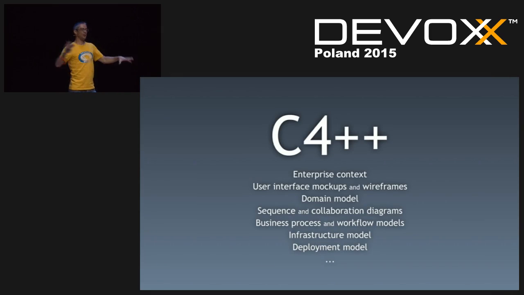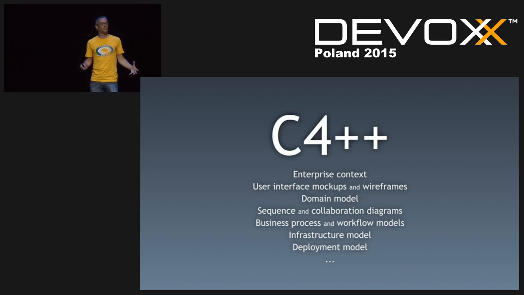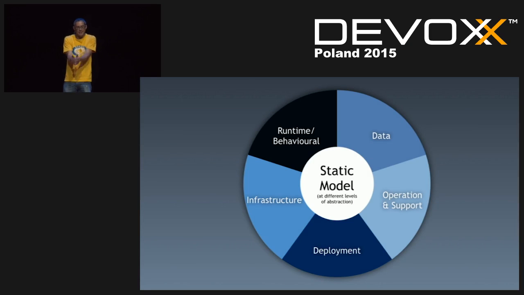I'm not saying you should only draw these types of pictures, because there are lots of other ways that you might want to think about your software system. Wireframes and mock-ups and domain models and runtime and collaboration diagrams and deployment diagrams. There's a whole bunch of stuff you could use here. But what I'm trying to focus on is just the static structure.